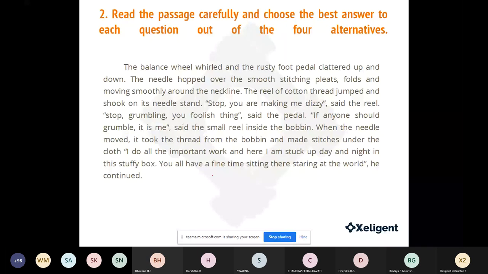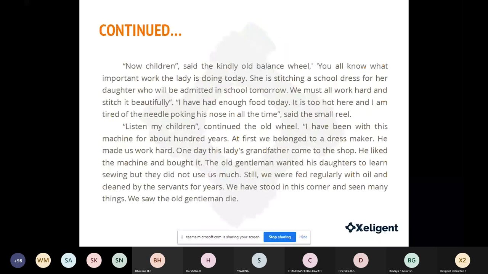Now the continuation. "Now children," said the kindly old balance wheel, "you all know what important work the lady is doing today. She is stitching a school dress for her daughter who will be admitted in school tomorrow. We must all work hard and stitch it beautifully." "I have had enough food today. It's too hot here and I'm tired of the needle poking his nose in all the time," said the small reel. "Listen, my children," continued the old wheel.